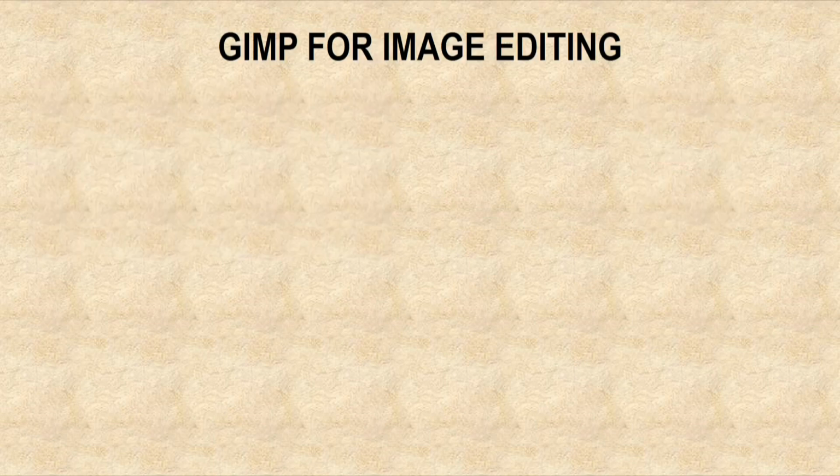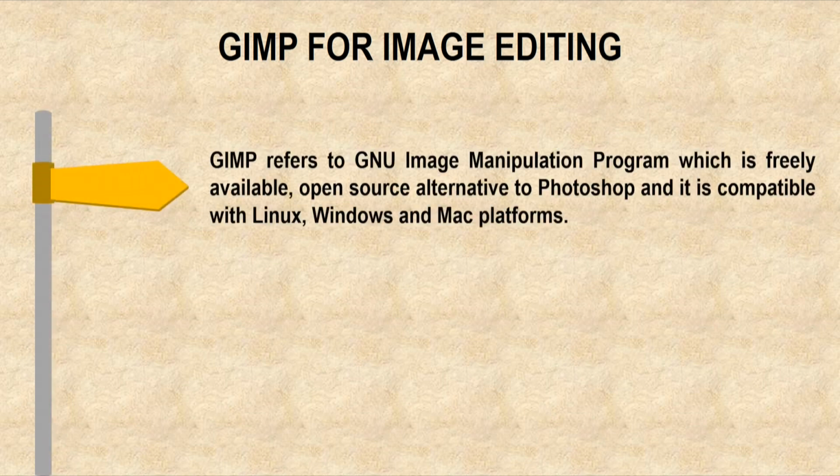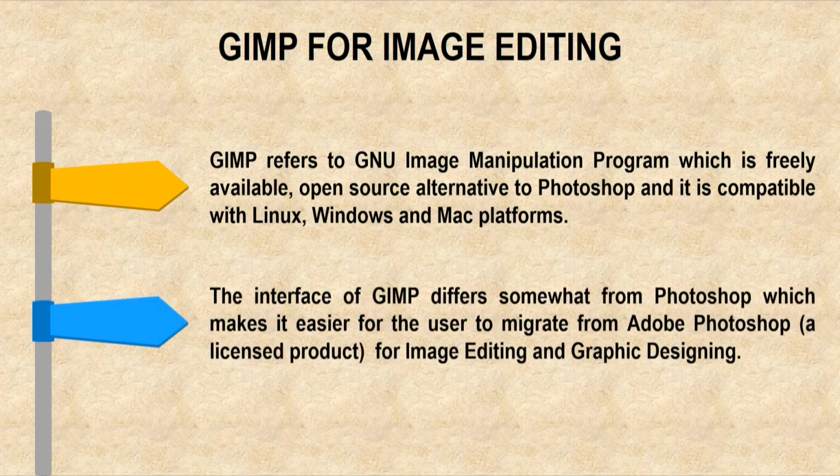GIMP for image editing. GIMP refers to GNU image manipulation program, which is freely available, open source alternative to Photoshop, and it is compatible with different operating systems like Linux, Windows and Mac operating system. The interface of GIMP differs slightly from Photoshop, which is a licensed product for doing the image editing task. So, it makes the beginner easier to migrate from this licensed product to GIMP working environment.